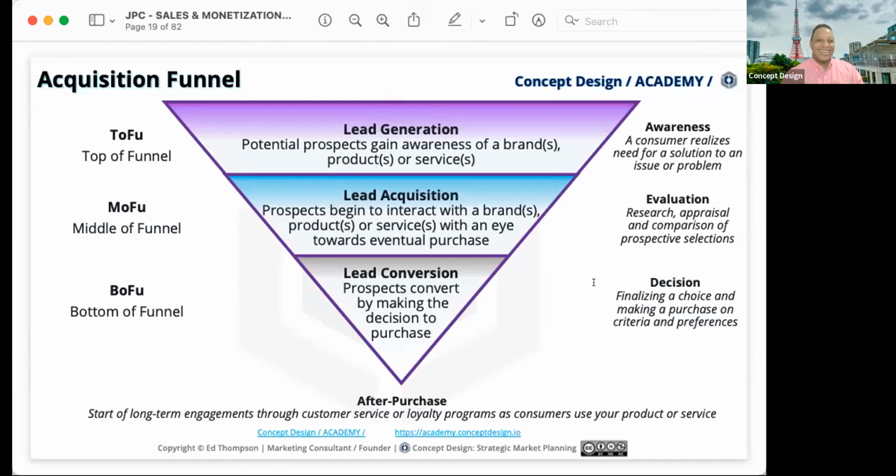And so there are all of these other types of mechanisms in a modern lifestyle that wind up fitting a certain type of criteria or preference that becomes the trigger for a purchase. Then, once somebody has purchased something, after purchase, the start of long-term engagements through customer service or loyalty programs as consumers use your product or service.